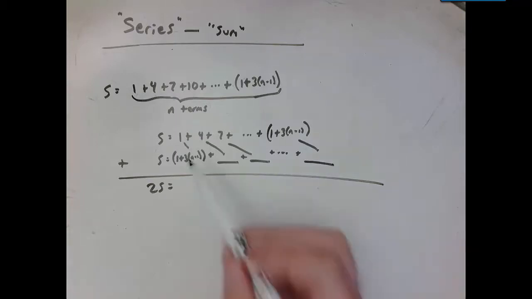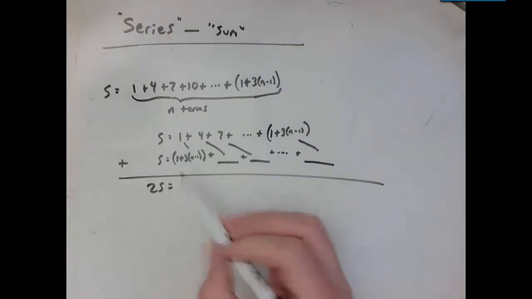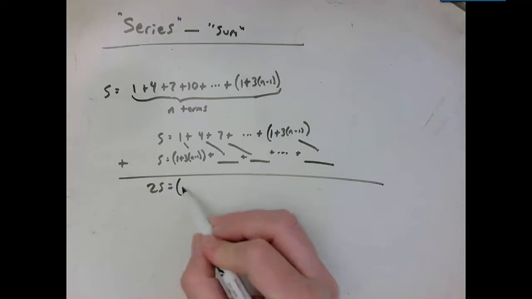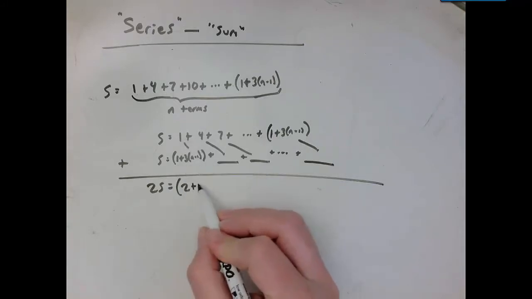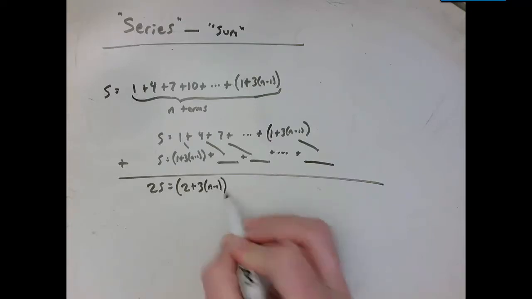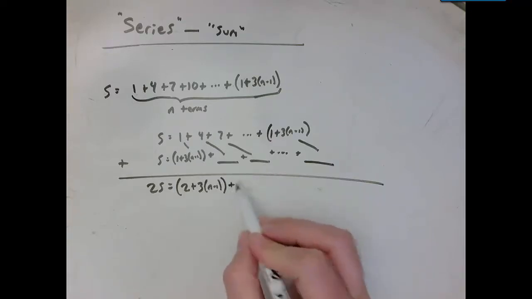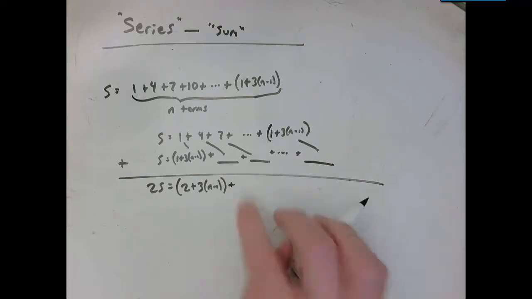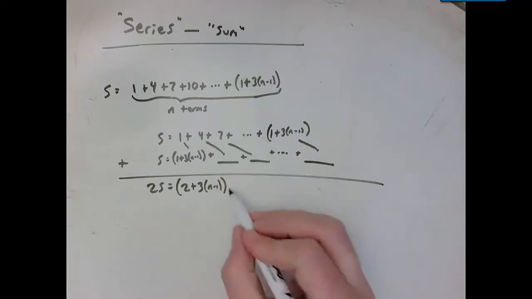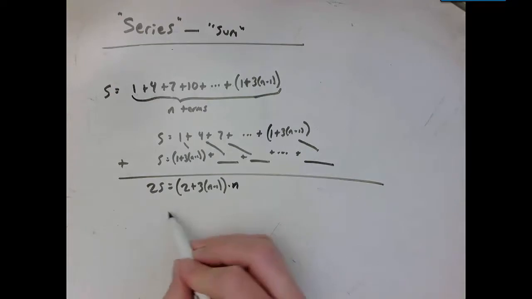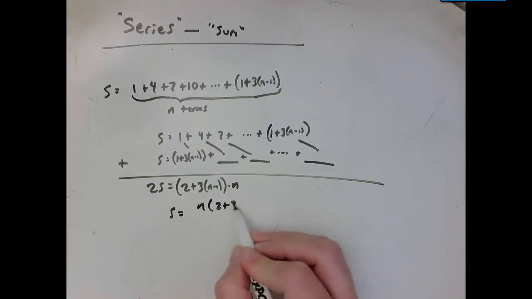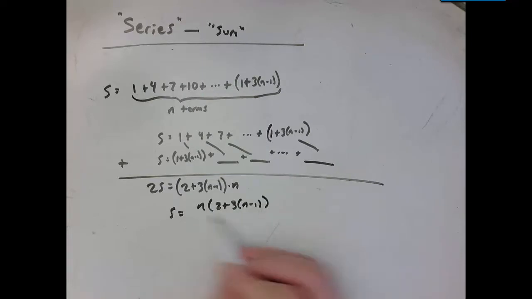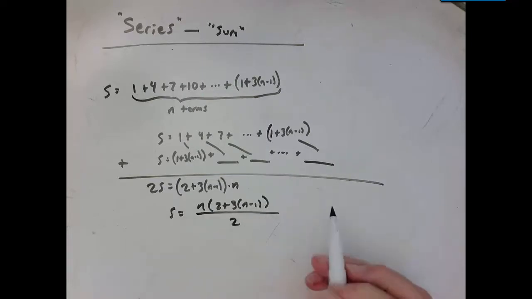All right. So if I'm going to add up these two, it seems like 1 plus this other stuff is going to be 2 plus 3 times (n minus 1). And then I'll have that same thing here and here and here and here. How many of them do I have? I've got n of them, so I can multiply by n. So that gives me s equals n times (2 plus 3(n minus 1)) divided by 2. That doesn't look particularly pretty.